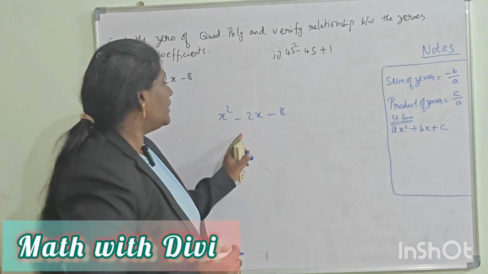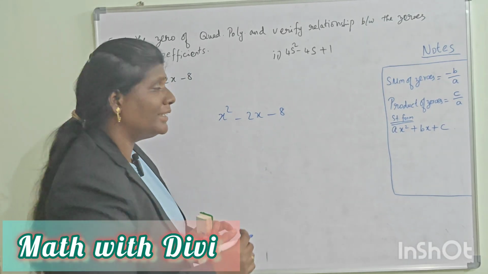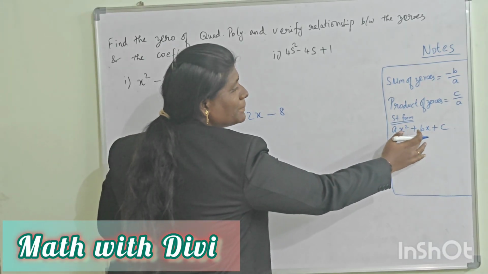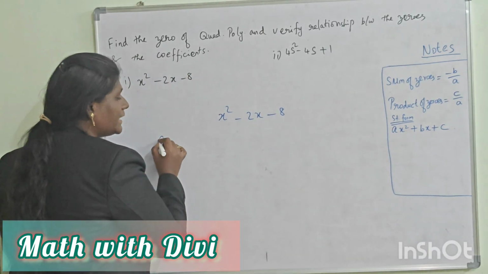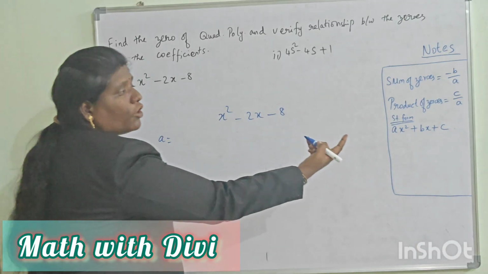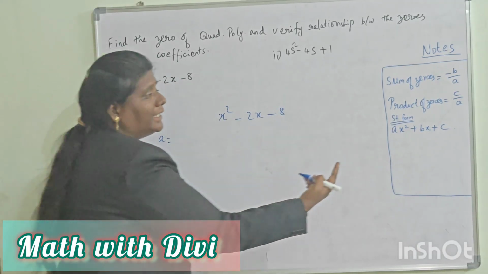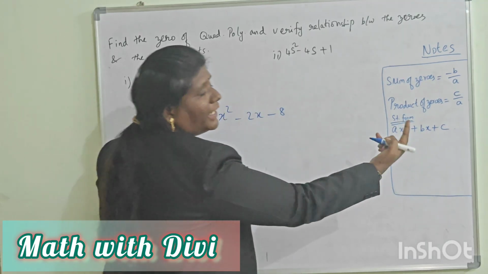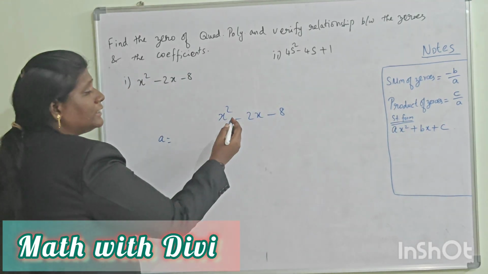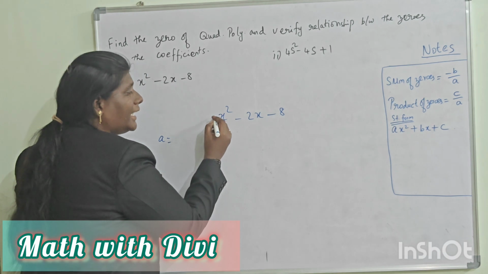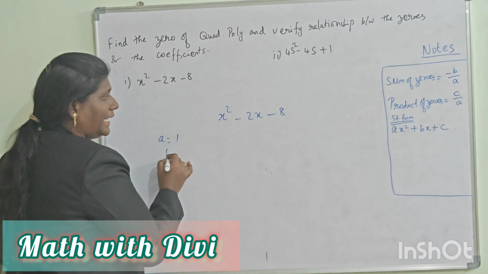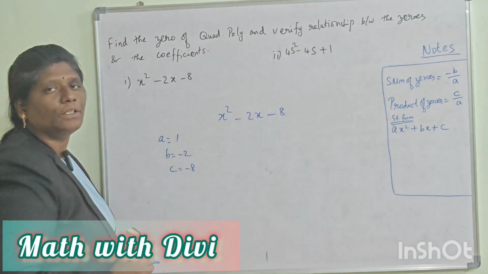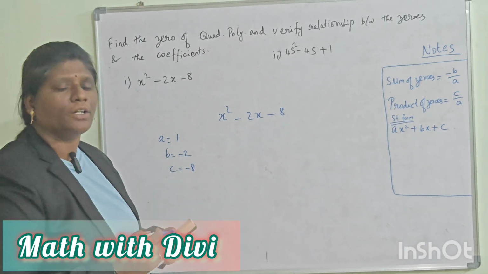So is it a quadratic polynomial? Yes. What is the general structure? Ax square plus bx plus c, right? What is a here? A is the coefficient of x square, b is the coefficient of x and c is the constant. So compare with this, a is 1 and b is minus 2 and c is minus 8. Okay, these are the coefficients.